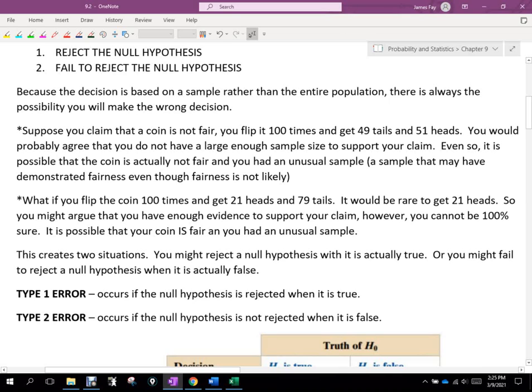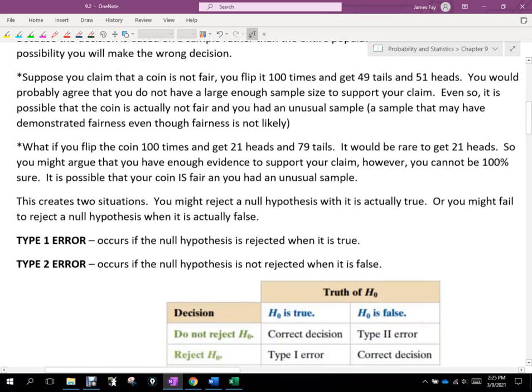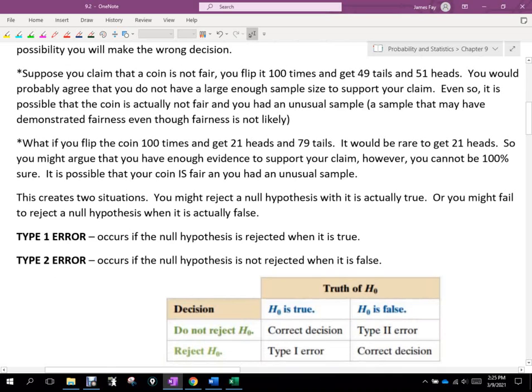We make an assumption, or make a claim, and then the data leads us astray. Does that make sense? We want to minimize that. The same thing happens in this situation. What if you flip a coin 100 times and get 21 heads and 79 tails? With that data, you would agree that that's probably an unfair coin, right?